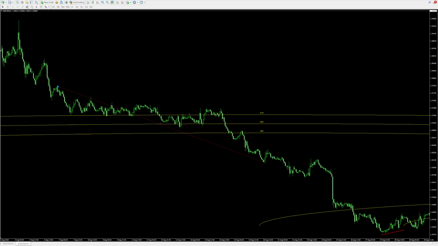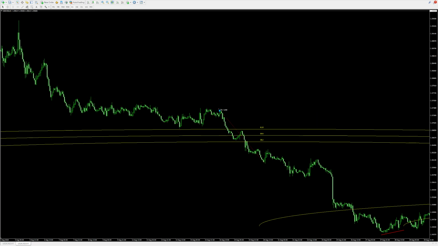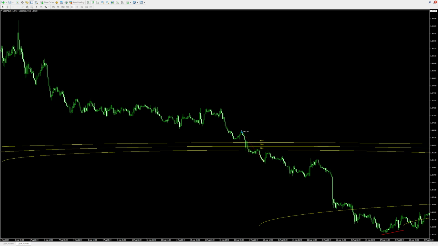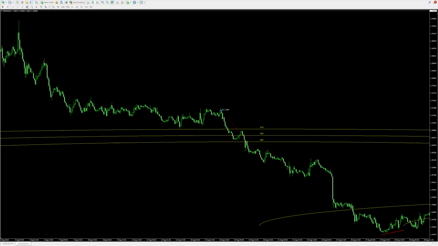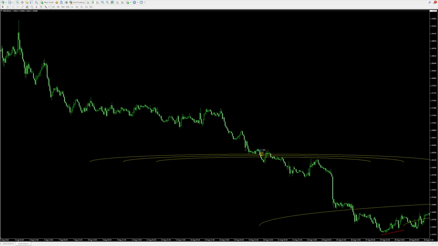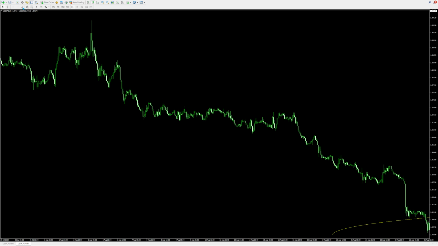Okay, so really open to interpretation. Would you draw it there? Would you use this high? Would you use this high? Would you use this high? Do you see what I mean? It's really open to interpretation, which is why, in my opinion, this is better.